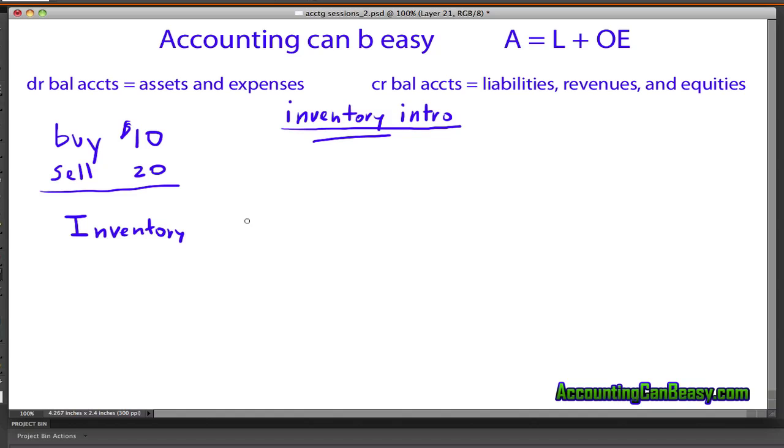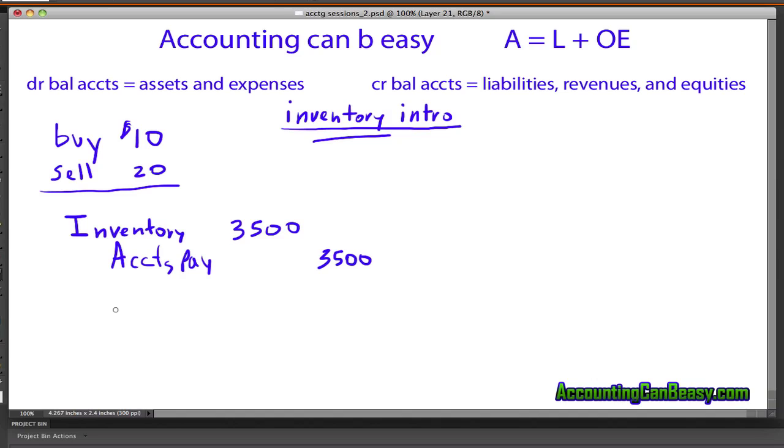We bought them at $10, so inventory is an asset, and our debit is going to be $3,500. As you can see, assets have debit balances. When we increase them, we debit them. Our credit is going to be accounts payable because we bought it on credit. Okay, accounts payable being a liability, we increase liabilities with a credit.